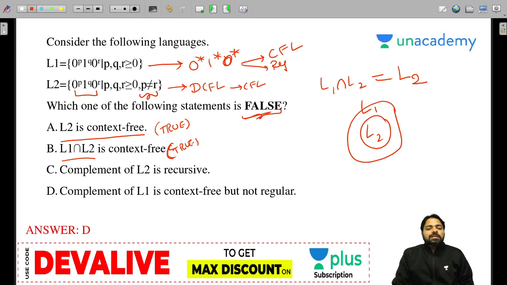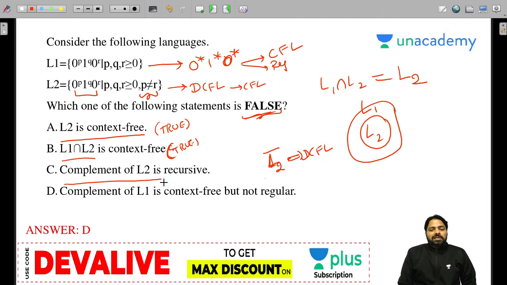And they want false, remember. Complement of L2, this is CFL, right? DCFL, it is DCFL. Complement is again DCFL, no doubt. L2 complement is DCFL because DCFL complement is DCFL, guys. And obviously it is recursive. It is true. And complement of L1 is context free.